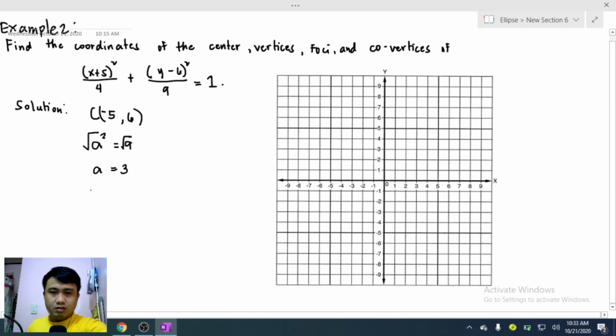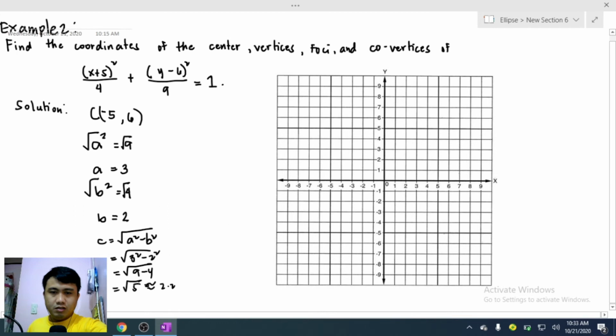Okay, next. How about the value of b? So, b squared natin is equal dun sa 4. So, we square root both sides. So, b is plus or minus 2, or positive 2 lang ang kailangan natin. And the value of our c using the formula for c is square root of a squared minus b squared. Anong a natin ulit? That is 3 squared minus 2 squared. We have 9 minus 4. We have square root of 5, which is approximately 2.2 something, no? Okay, so ready na tayo.